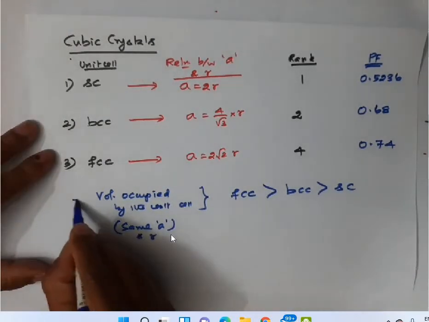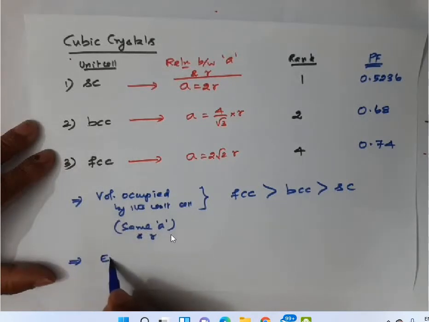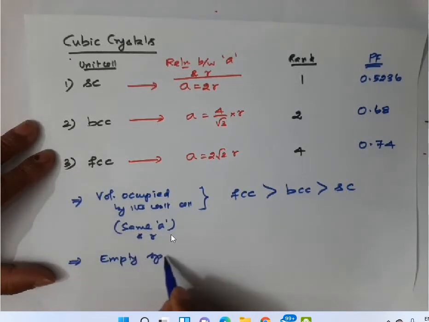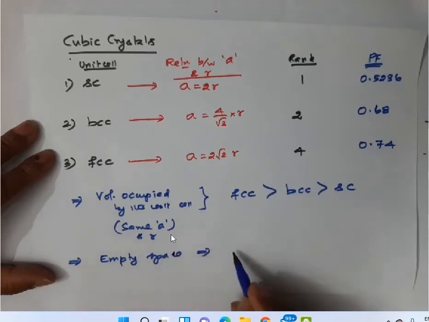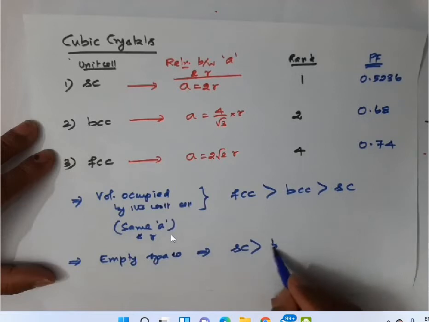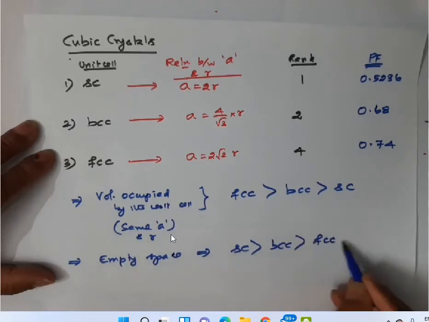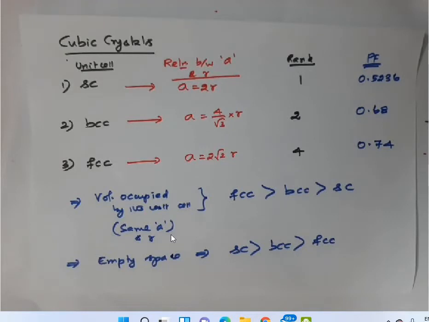Volume occupied. What about empty space? Which crystal has more empty space? Simple cubic. Very good. If you compare empty space, simple cubic unit cell has more empty space compared to BCC and FCC. So in cubic crystals, keep this in mind, more volume is occupied in the case of FCC unit cell, then BCC, and the last one is simple cubic. This is what we call packing fraction and the corresponding discussions.